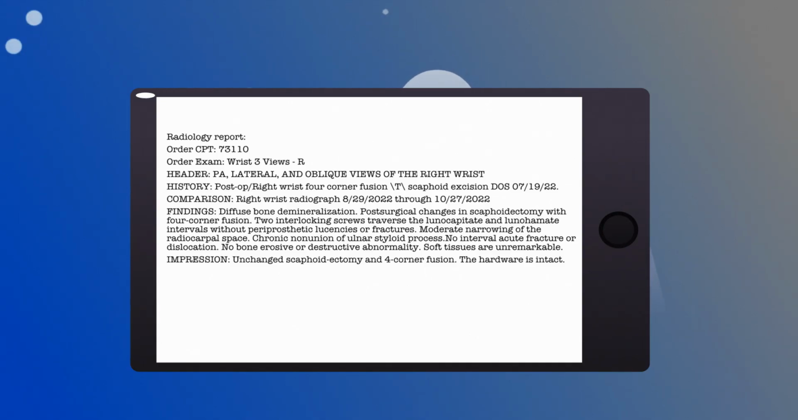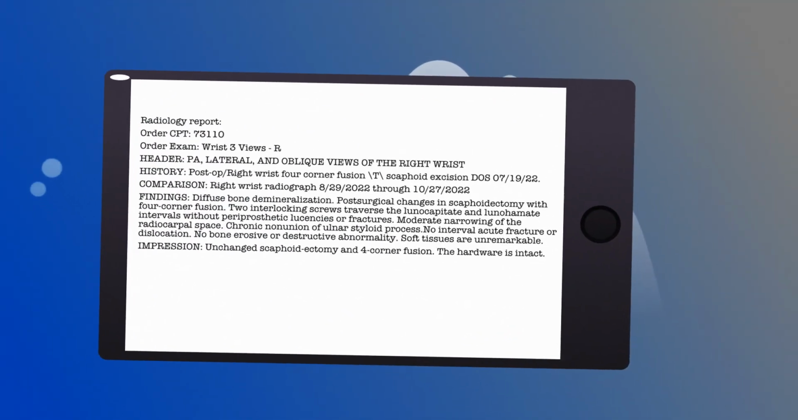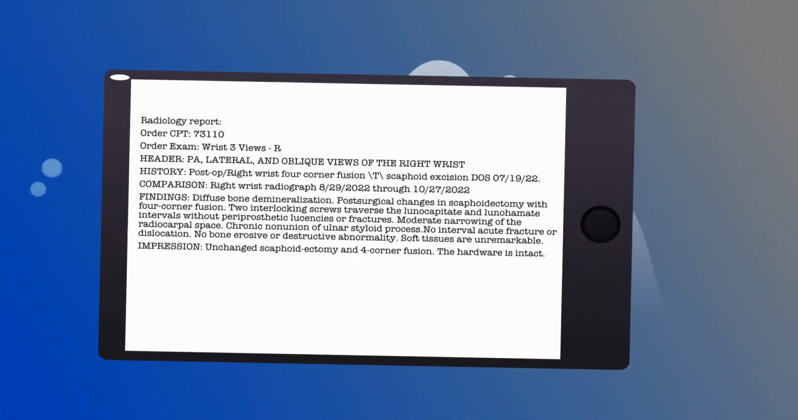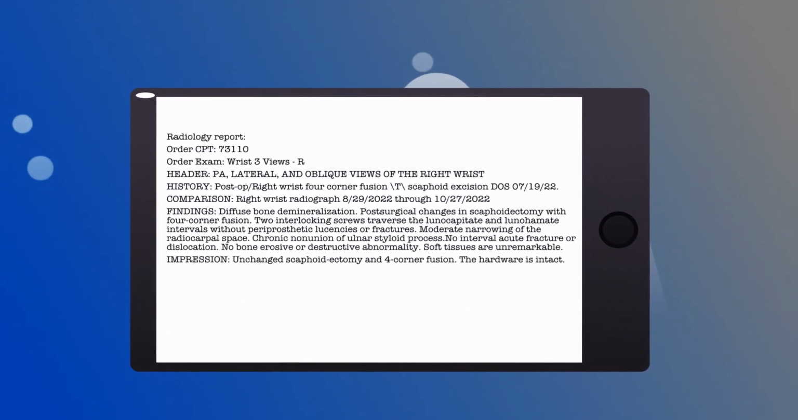Comparison: radiographs from 8/29/2022 through 10/27/2022. Findings: diffuse bone demineralization, post-surgical changes in scaphoidectomy with 4-corner fusion. 2 interlocking screws traverse the lunocapitate and lunohamate intervals without periprosthetic lucencies or fracture. Moderate narrowing of the radiocarpal space, chronic non-union of the ulnar styloid process. No acute fracture or dislocation. Soft tissues are unremarkable. Impression: unchanged scaphoidectomy and 4-corner fusion.